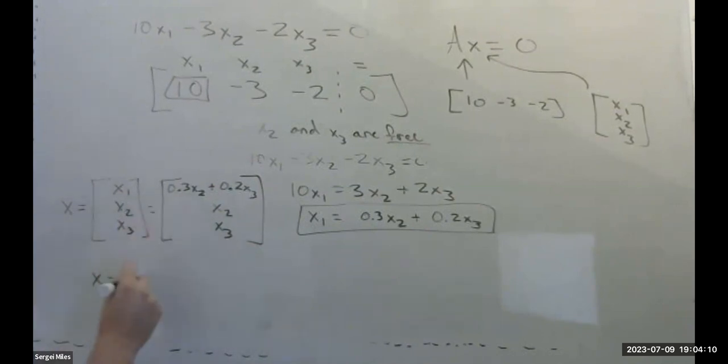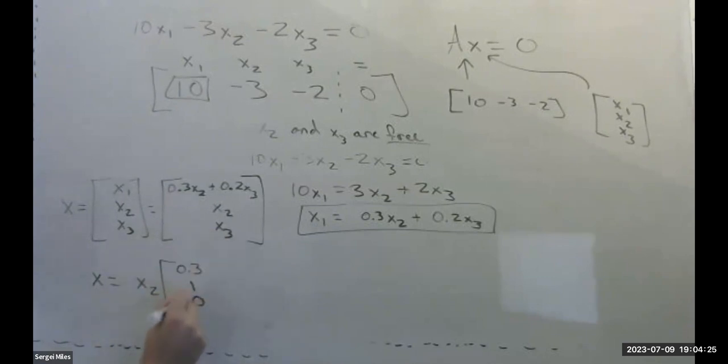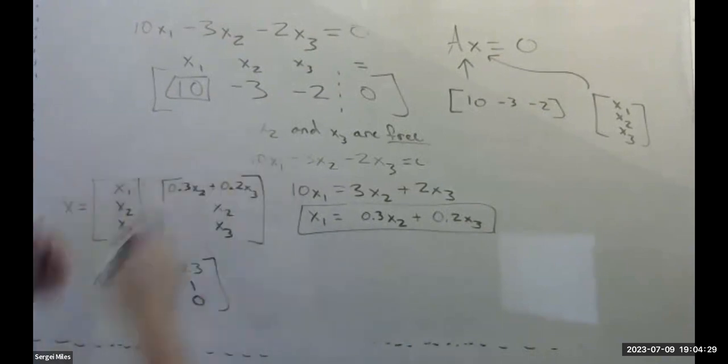In the first entry, I have 0.3 times x2. In the second entry, I only have one x2, so that's x2 times 1. In the third entry, I have no x2s, right? So I'm just focusing on trying to pull this apart.